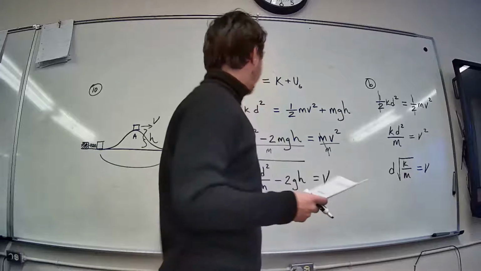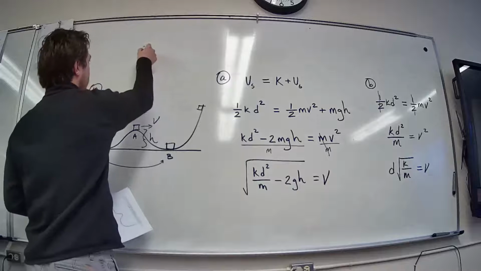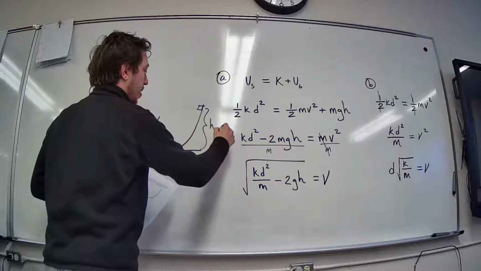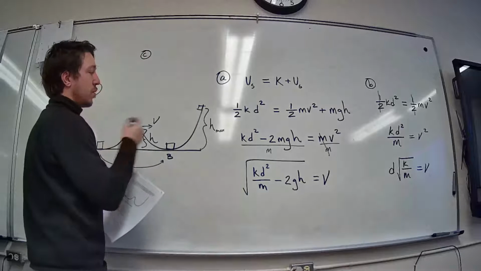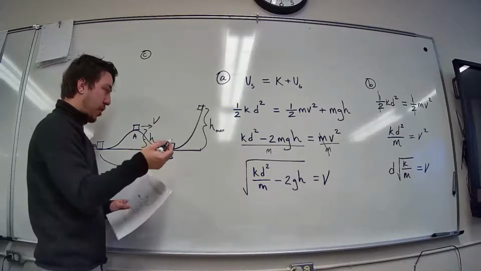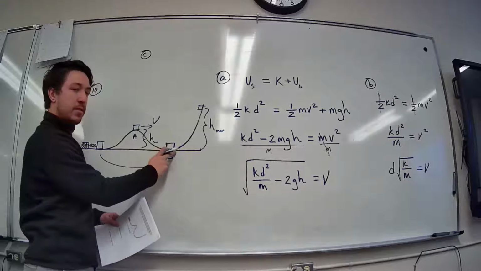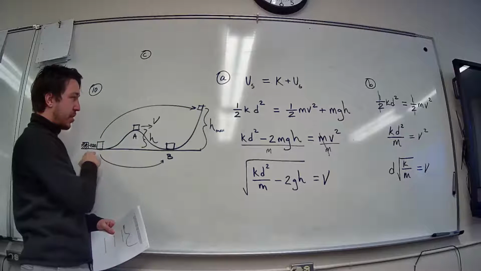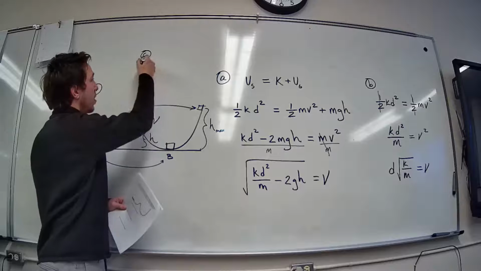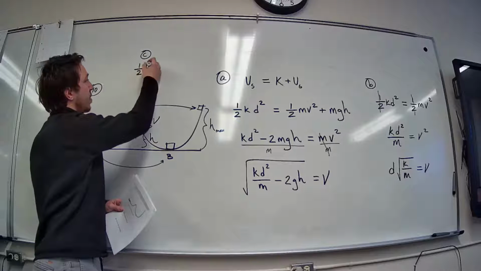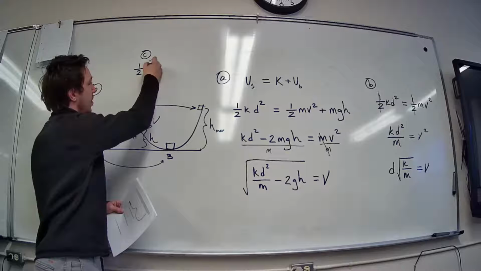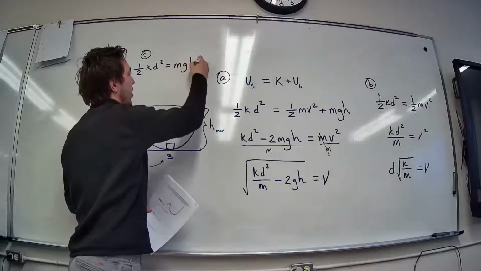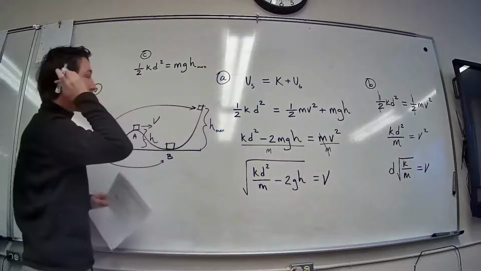Oakley, and then the maximum height reached by the block. I'll do that here, I guess. Part C. Okay, so this is h max. So again, do I have to really pay attention to what happened here or here? Not really. I can just talk about how the energy, there was spring energy and then gravitational potential energy. So this one's just going to be 1/2 kd squared equals mg h max.